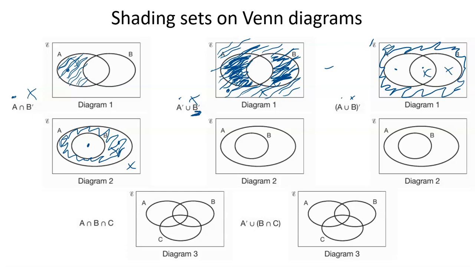so the examiner doesn't get confused. Oh, I apologize, I skipped on my diagram too. Let's come back to this one. A not in union with B not. So A not is this one.